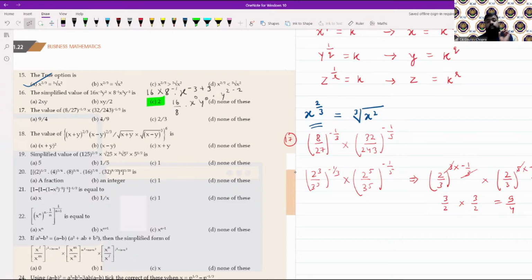So whenever power is negative, you have to do the reciprocal. So be careful while dealing with the negative powers. Okay. So option number A will be correct.